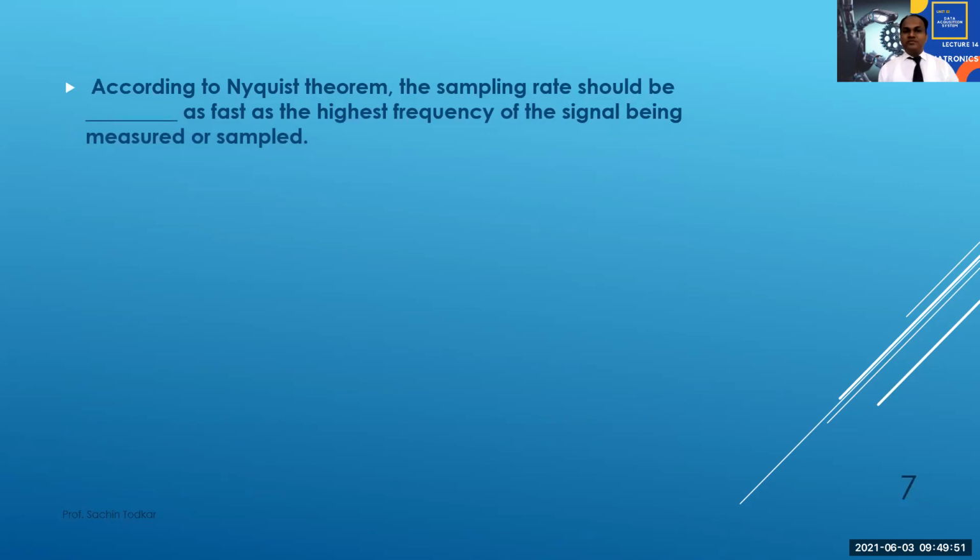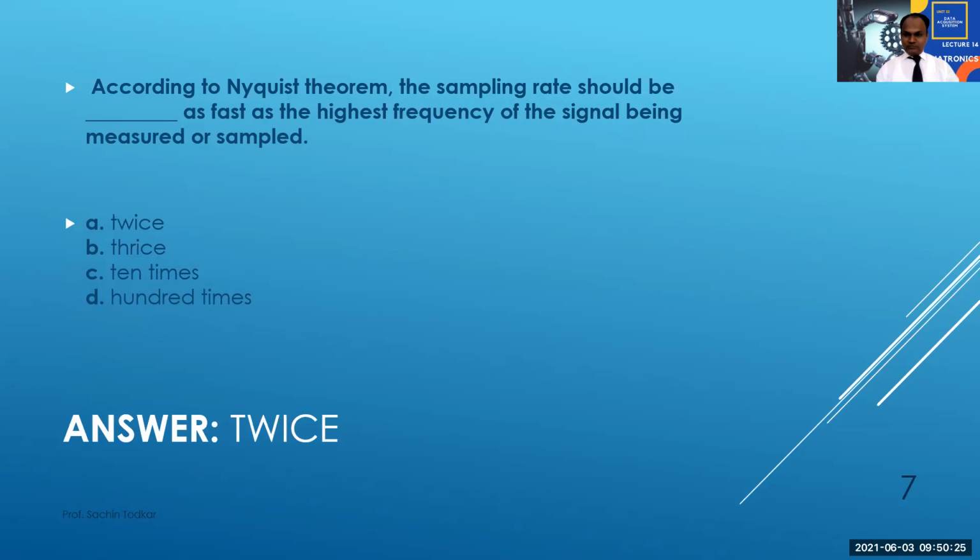According to the Nyquist theorem, the sampling rate should be ... as fast as the highest frequency of the signal being measured or sampled. In the last lecture, we have seen the Nyquist theorem, in which the sampling frequency and sampling rates have been given. Your choices are twice, thrice, 10 times, or 100 times. We have seen the sampling rate must be 2 times faster than the highest frequency of the signal. So your answer is twice.